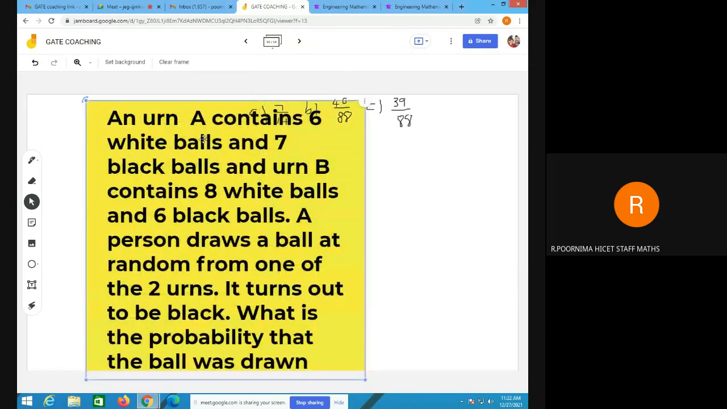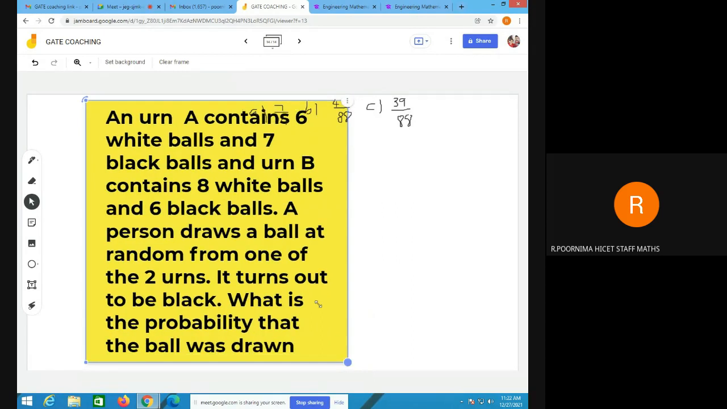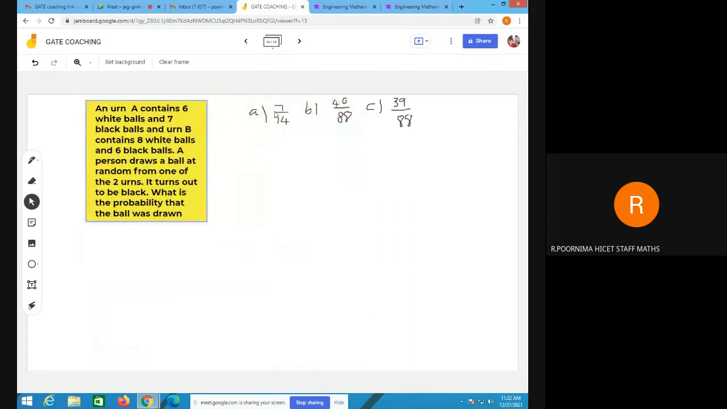So I'll just repeat the question. An urn A contains 6 white balls and 7 black balls. An urn B contains 8 white balls and 6 black balls. A person draws a ball at random from one of the two urns. It turns out to be black. What is the probability that the ball was drawn from urn A? That is the question. The choices are A, 7 by 14; B, 40 by 88; C, 39 by 88; and D, none of the above.